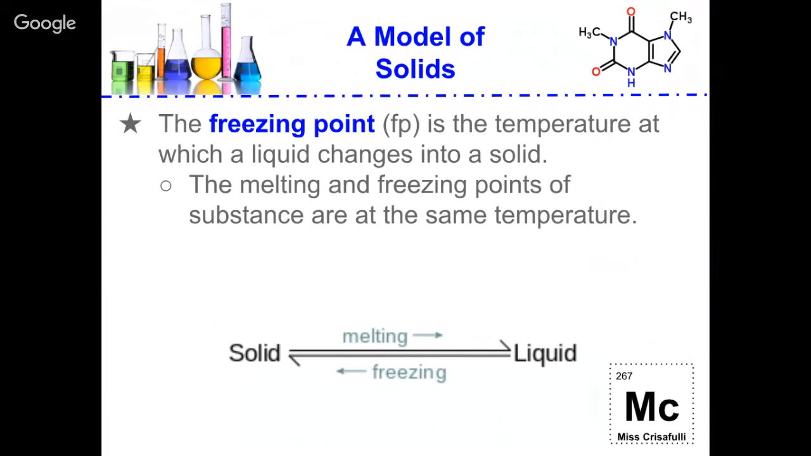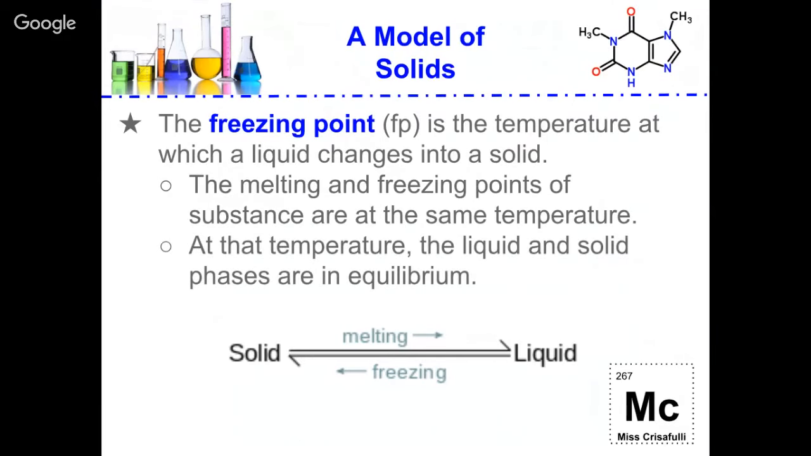So when we're going back and forth between a solid and a liquid, it is occurring at the same temperature. It's just whether you are heating the particles or cooling them. Are they gaining kinetic energy or losing kinetic energy? At that temperature, the liquid and solid phases are in equilibrium.